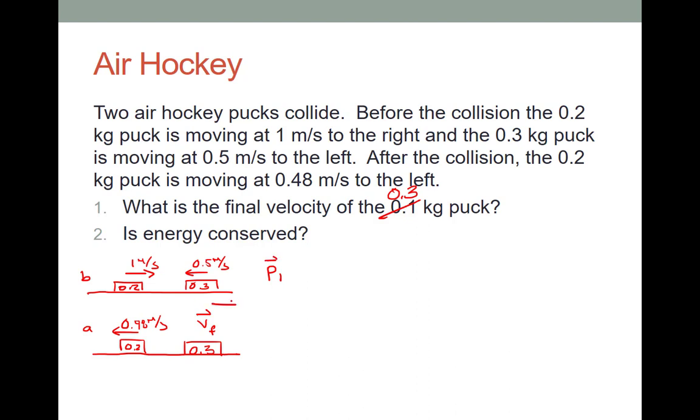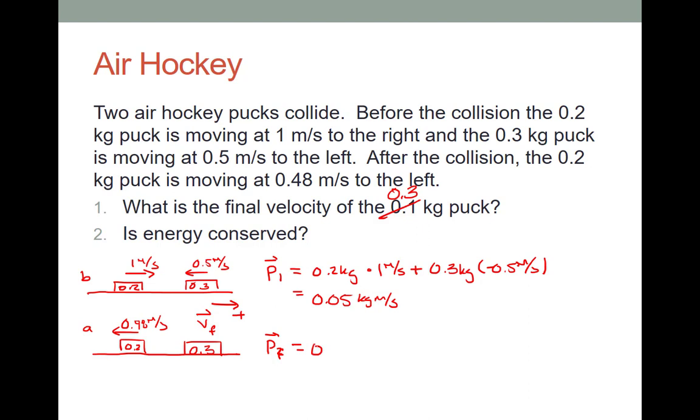Because momentum is a vector, I have to define a positive direction. I'm again going to let positive be to the right. My initial momentum has two pieces: the momentum of the 0.2 kilogram puck plus the momentum of the 0.3 kilogram puck. Notice that the velocity on that one is negative because it is to the left. This works out to a combined momentum of 0.05 kilogram meters per second.